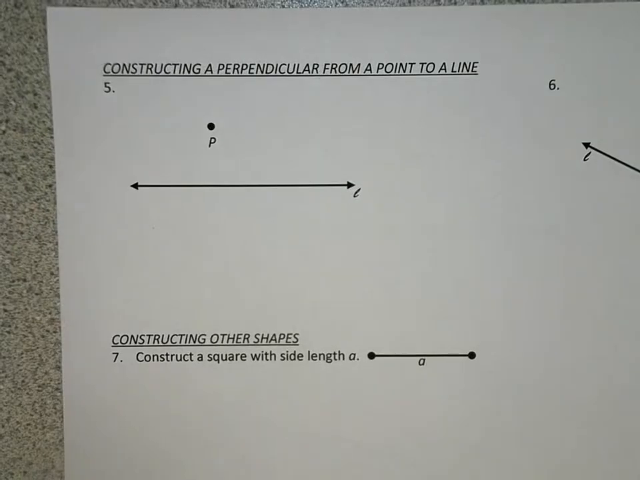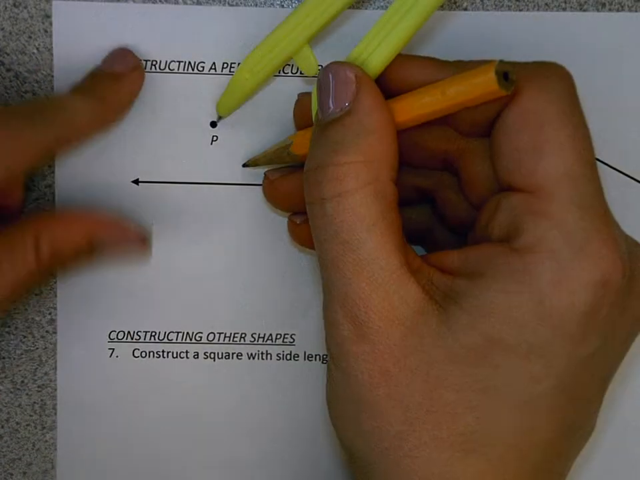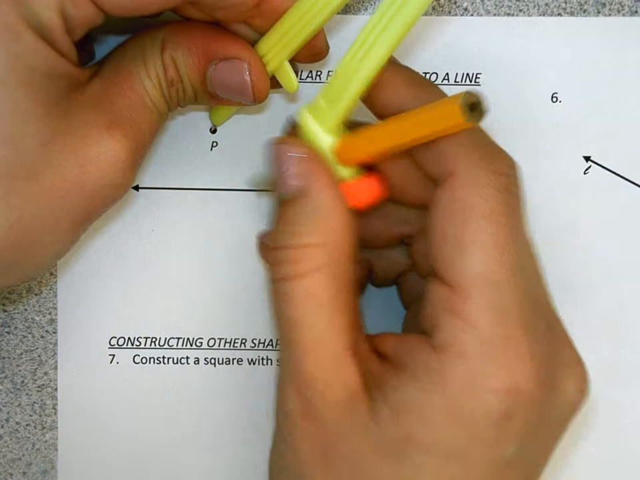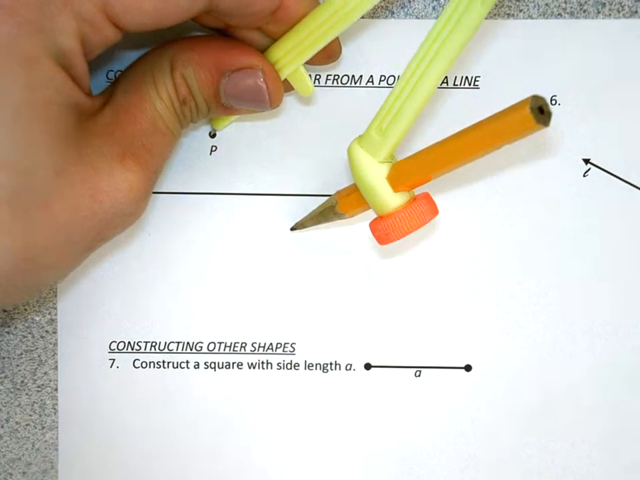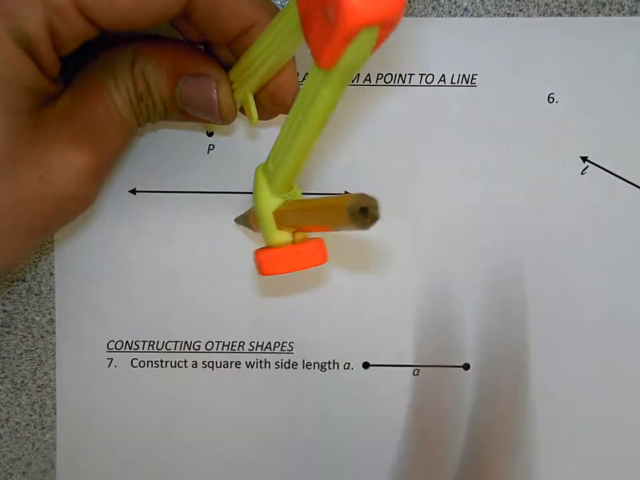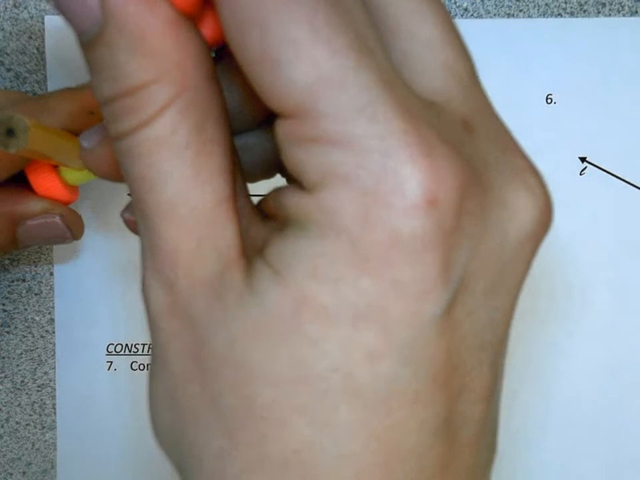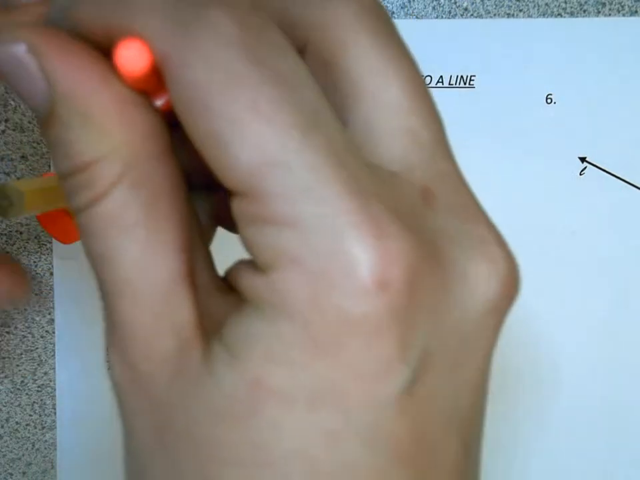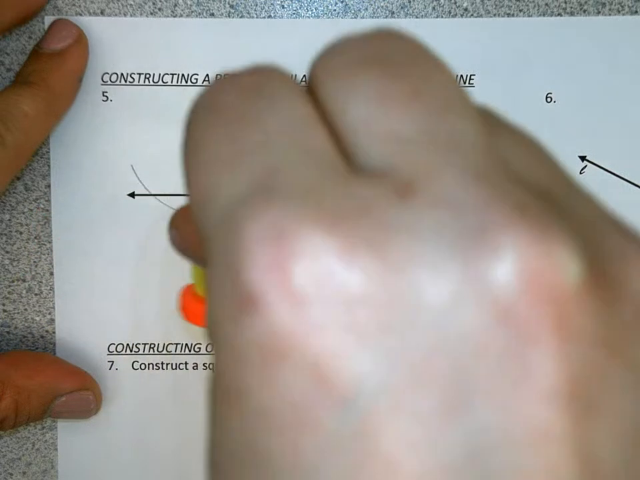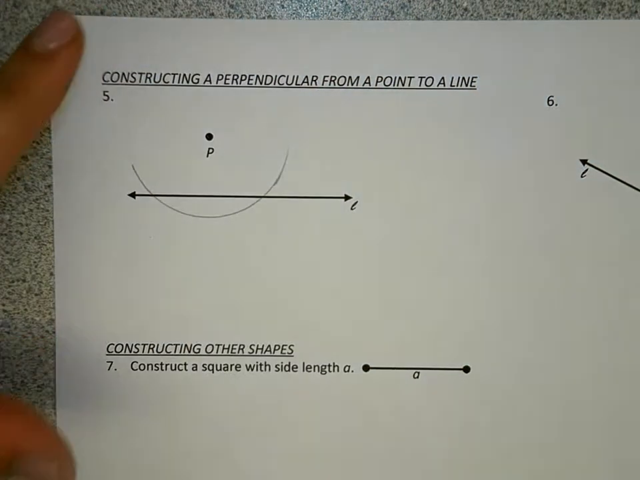I'm going to use point P as my endpoint. So put the end of your compass on point P, and you need to open it so that it's wider than the distance, because we're going to make a big arch. But make sure that it will actually intersect. That'll work. Okay? So you're going to make an arch from point P that intersects the line. Make sure it actually intersects.